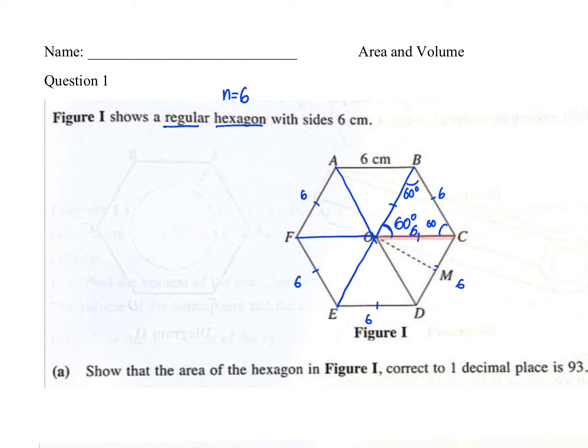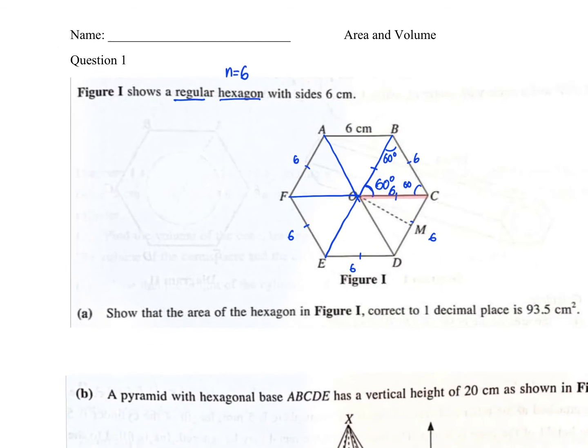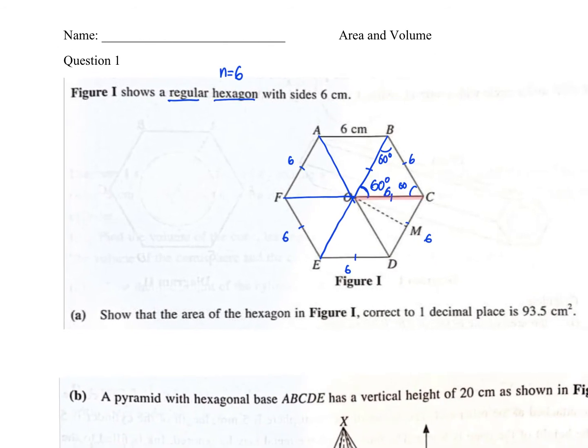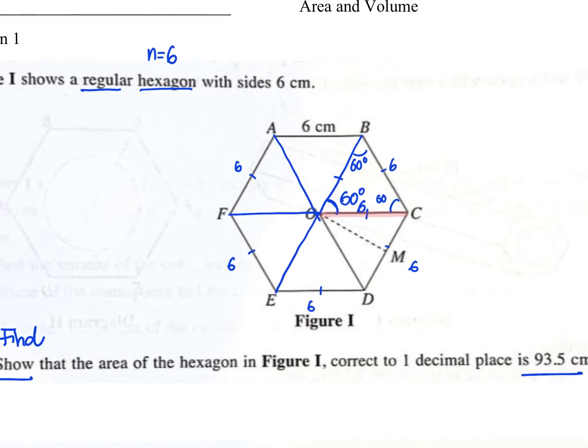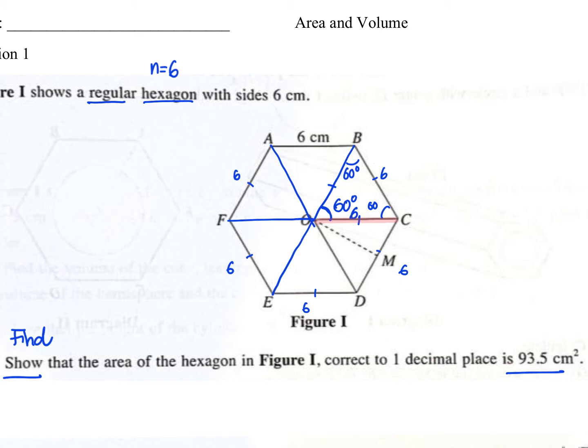Then the question says show that the area of the hexagon, correct to one decimal place, is 93.5 cm square. When they say show, it is equivalent to asking you to find the area of the whole hexagon, and you must make sure that the answer you get is 93.5. So now how am I going to find the area of the hexagon? This hexagon can be cut into 6 equal, congruent triangles. So if I can find the area of one triangle, then I'll be able to multiply by 6 for the area of the whole hexagon.